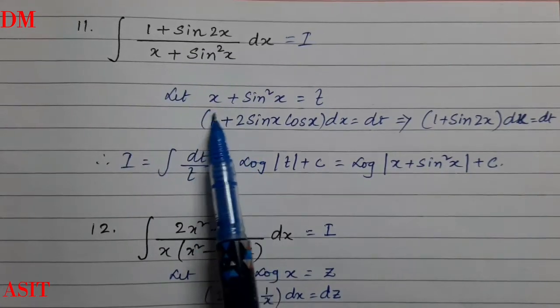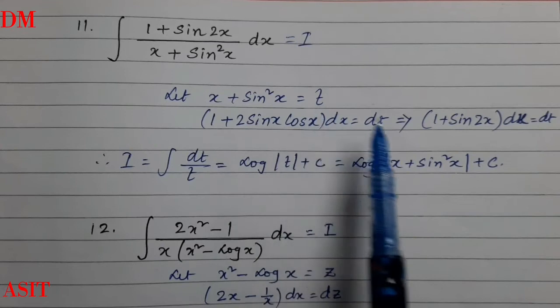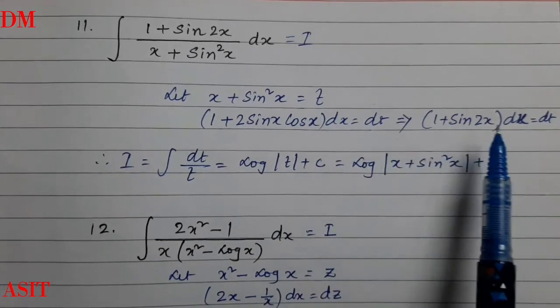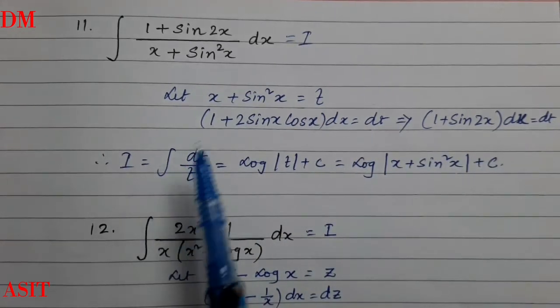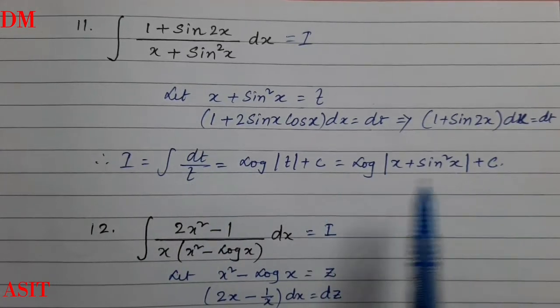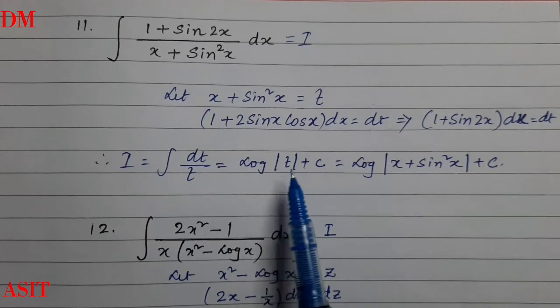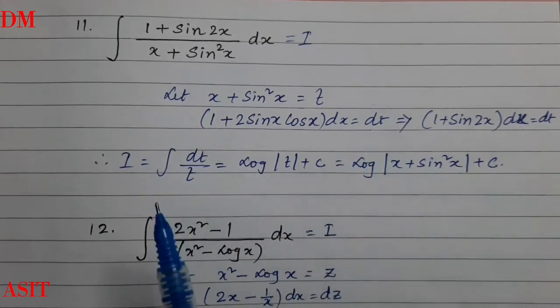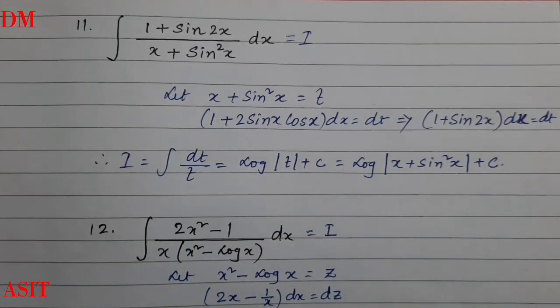So let x plus sine square x be t. Then 1 plus sine 2x into dx will be dt. So ultimately it will become dt by t. Now the process is simple. It will be log mod t, then replace t, done. Now let us see the next question.